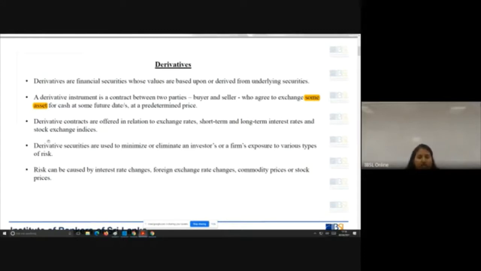In a derivative, what you are trying to achieve, even in a credit derivative, is to minimize or eliminate some kind of risk. In credit derivatives, we are eliminating credit risk. In every derivative, you are trying to mitigate some kind of risk. That's why you have these derivatives. The risk can be caused by interest rate changes, forex changes, and even commodity price changes. For you to minimize that exposure, you could use a derivative.